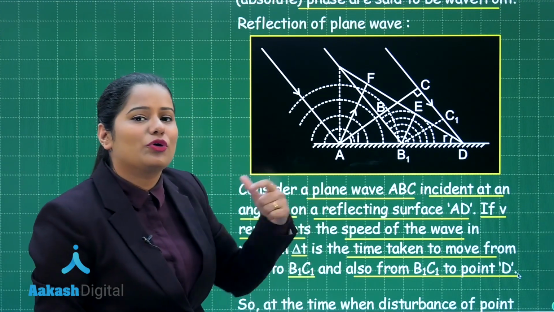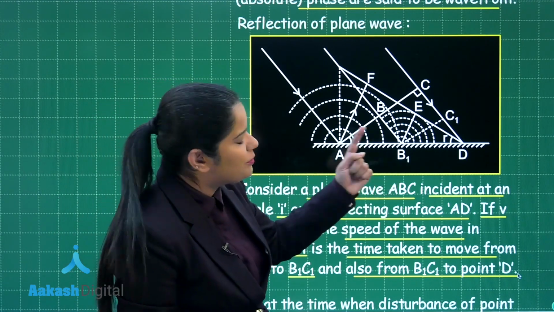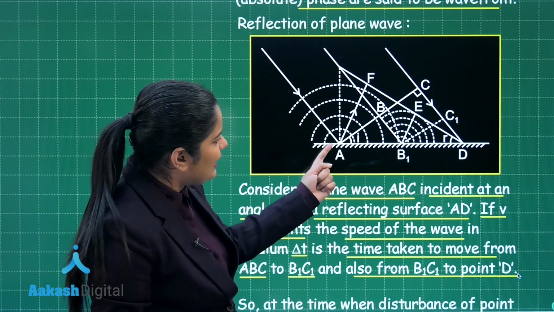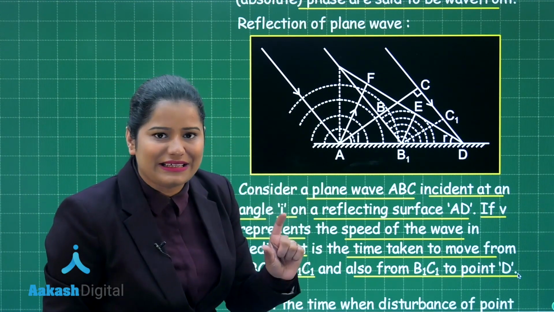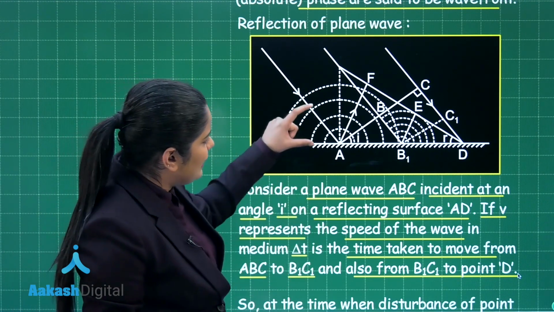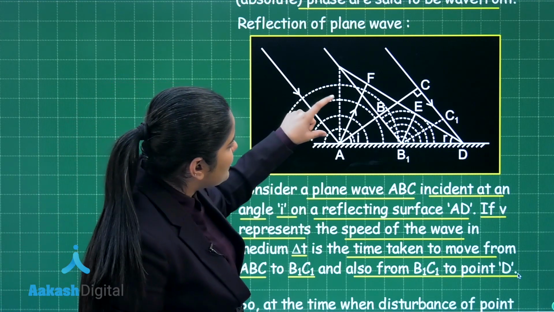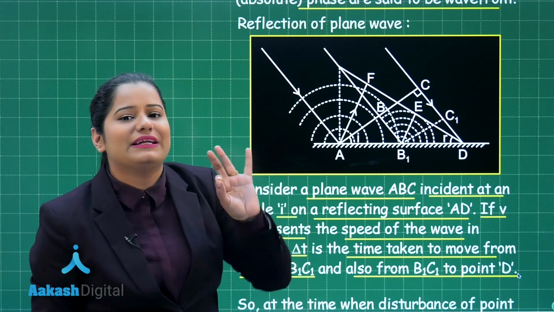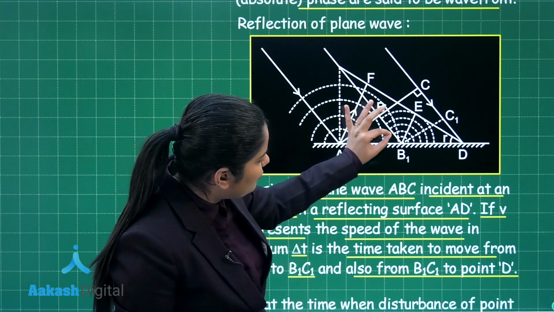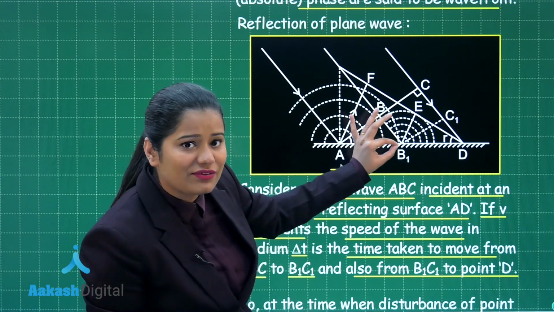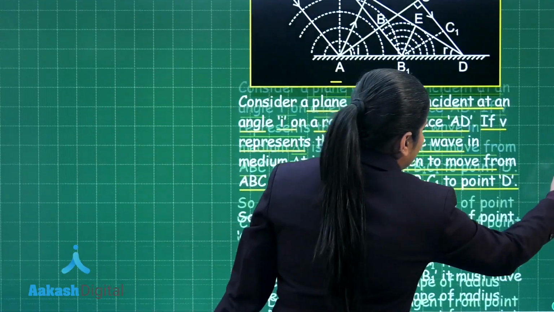There is going to be the formation of hemispheres at point A and at point B1. At point A, in that particular time, which is 2 delta t, the wave has formed a hemisphere of radius 2v delta t, and the same kind of hemisphere will be formed at point B1 having the radius v delta t. This is what I have already mentioned here.